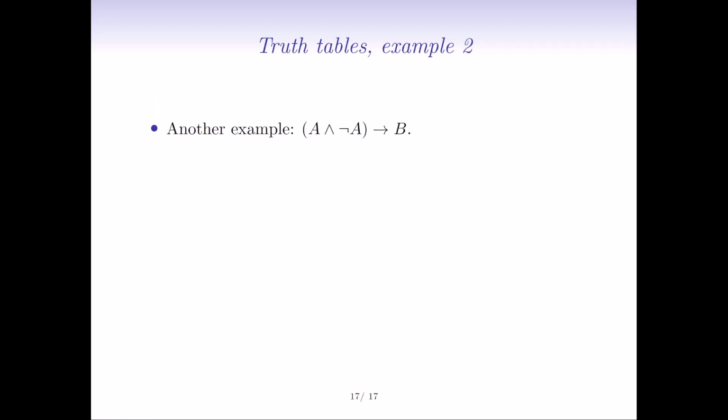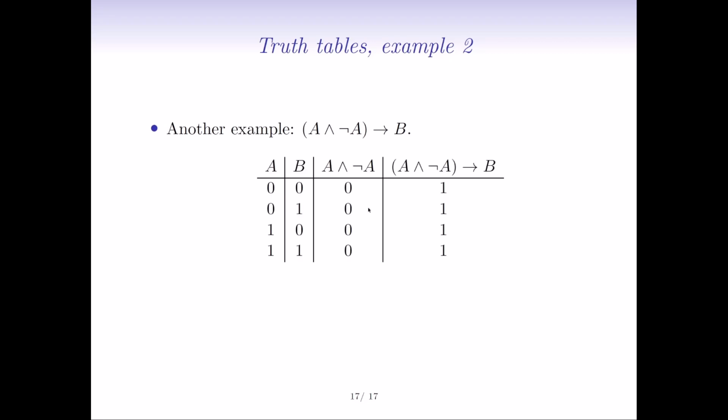Let's take another example, again with just two variables. A and not A implies B. Now, by the way, this is basically the principle of explosion, which I referred to in the little segment I did before, where this formula basically says that in a situation where you have a contradiction, A and not A, then B, for any B that you like. This says any statement holds when you have a contradiction.